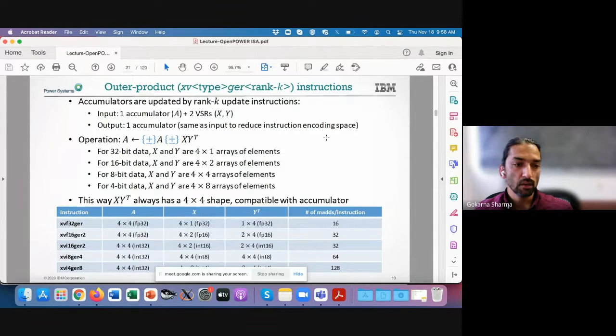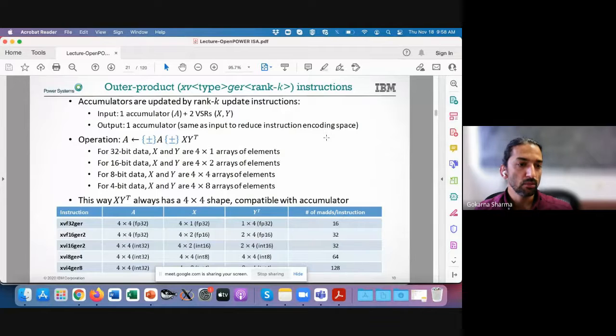What happens is that accumulators are updated by rank k update instructions. How do you update? The input would be 1 accumulator and then 2 VSRs, X and Y, and then the output will be 1 accumulator. So that's how it works. You give 1 accumulator and 2 vector scalar registers, which hold the 2 matrices X and Y, and when you do the computation, you will have 1 accumulator output. I will show you what that means.